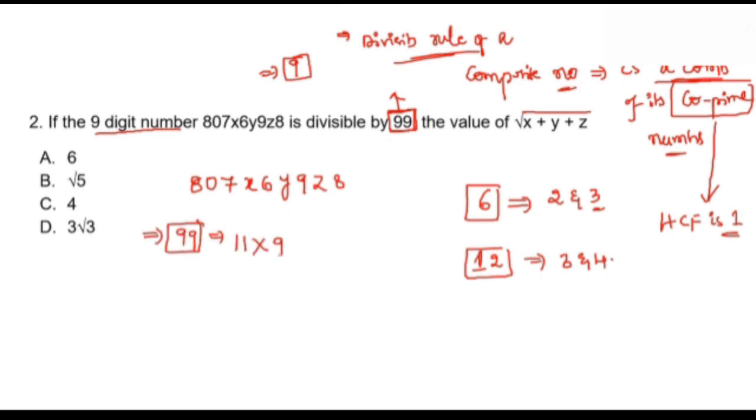I can write it as 11 nines. Yes, the highest common factor of 11 and 9 is 1. Therefore, I can definitely say if a number has to be divisible by 99, it has to be divisible by 11 and 9. If a number is divisible by both 11 and 9, then that number is divisible by 99. That is the concept behind that.